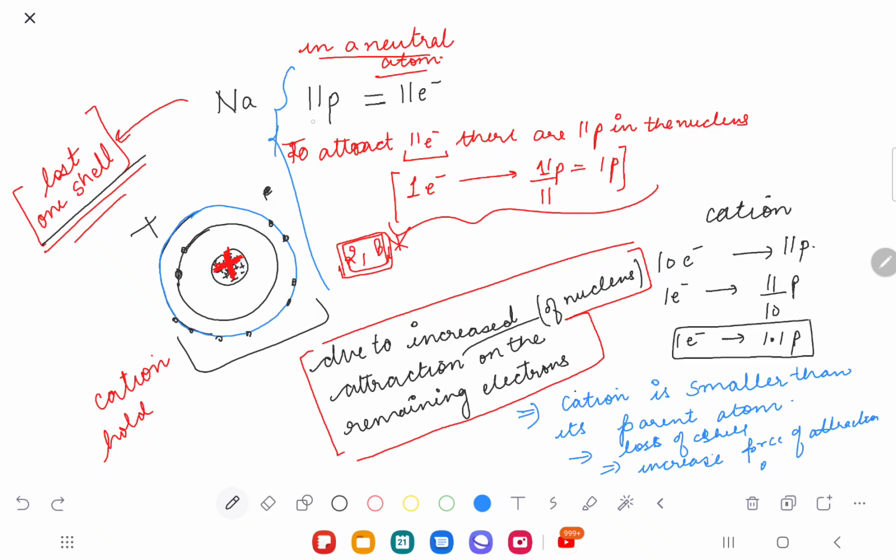Let's suppose there are 11 protons attracting 11 electrons. So for one electron, one proton. After losing, for one electron, 1.1 proton per electron.